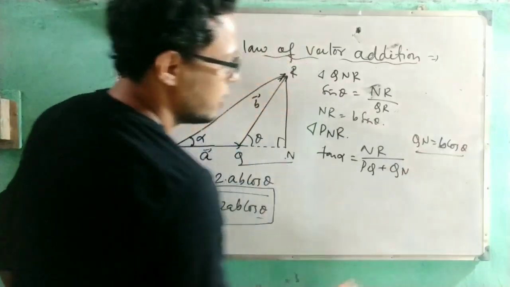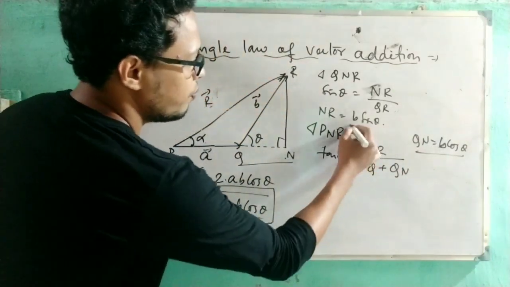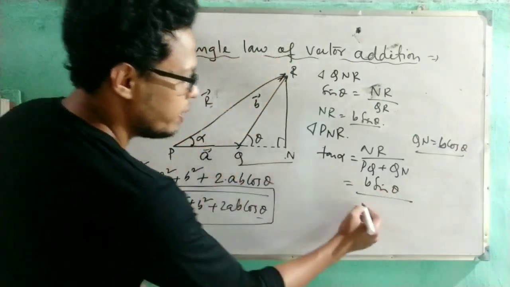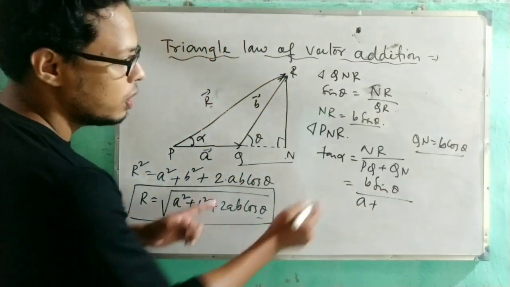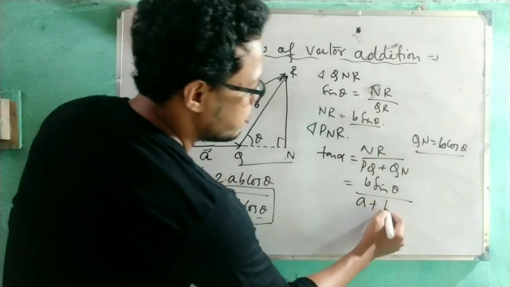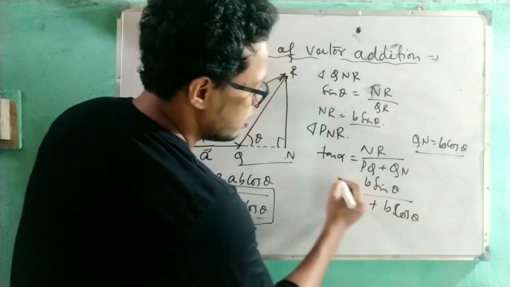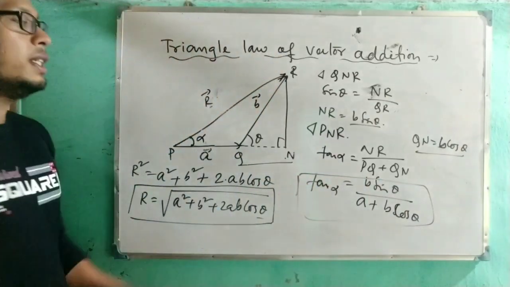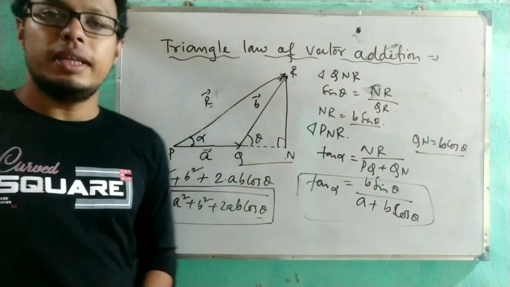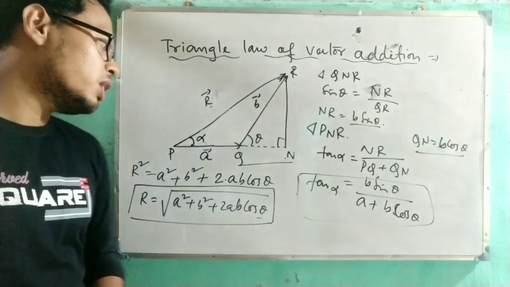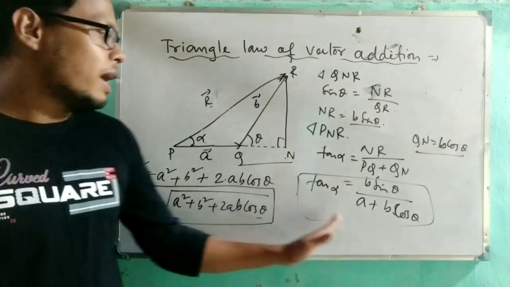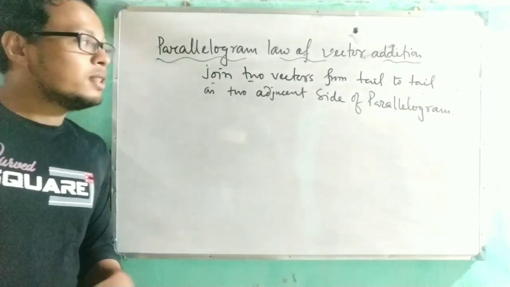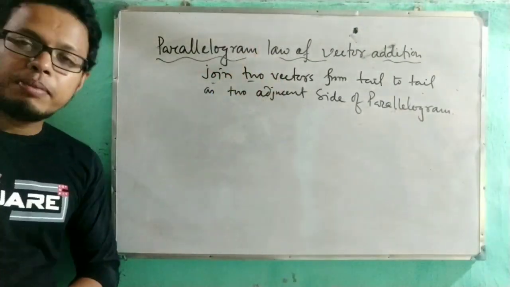Now NR, we found, is B sin theta, divided by PQ. PQ means A, plus QN. QN means this is B cos theta. So this is the value of tan alpha over here. This will give the direction of the resultant vector. So this is how we can find out the magnitude and the direction also. Clear?